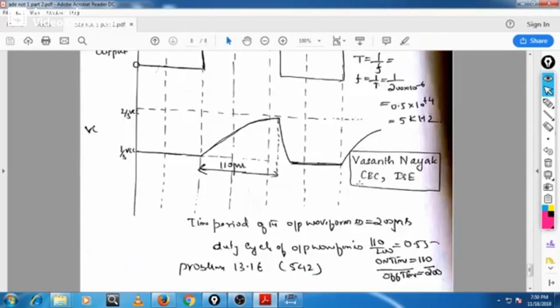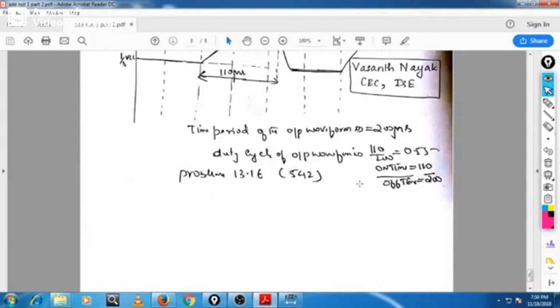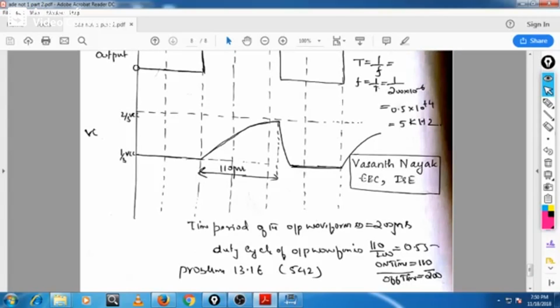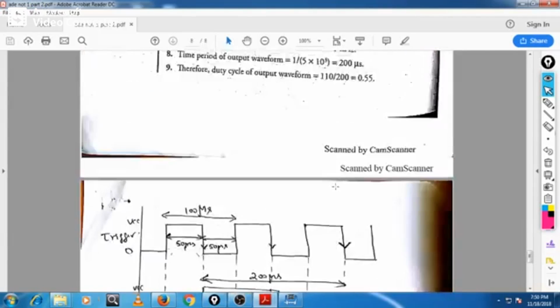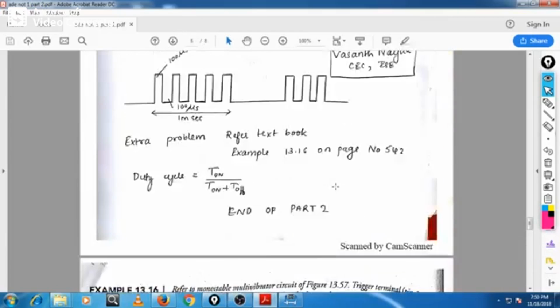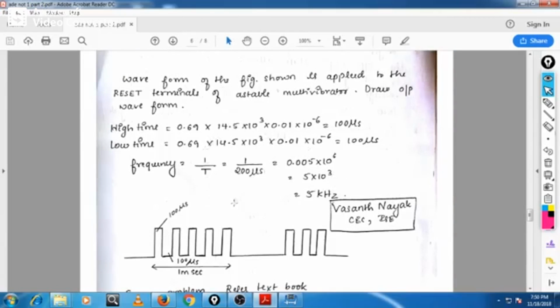So dear students, with this I have completed module 1. We have one more problem here related to the astable multivibrator. Please go through it. If you have any doubt, you can come back to me or text me. I will answer your query. Thank you.